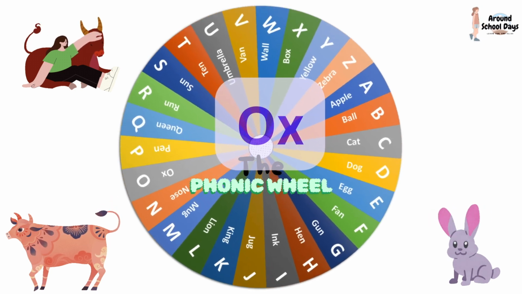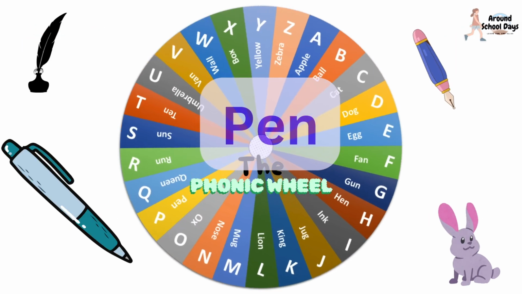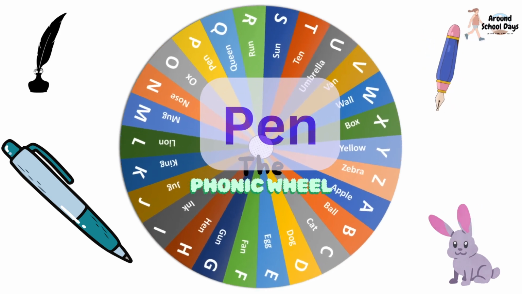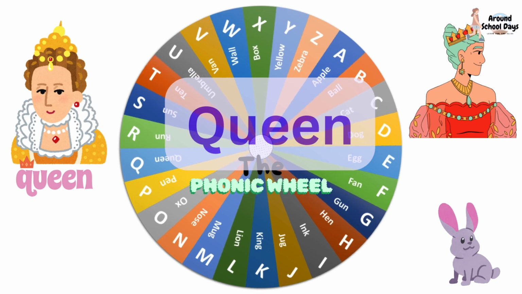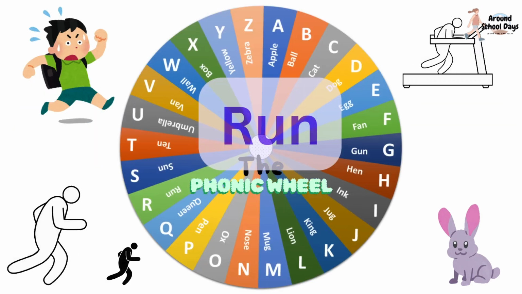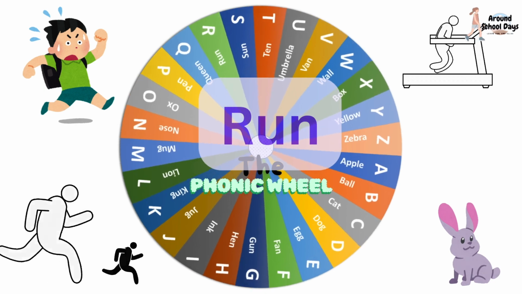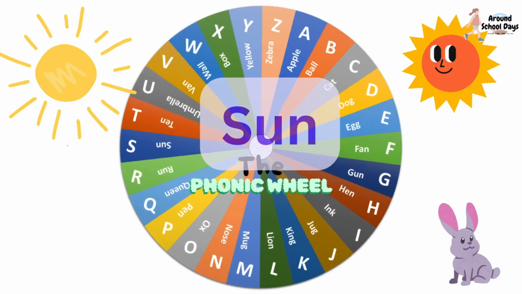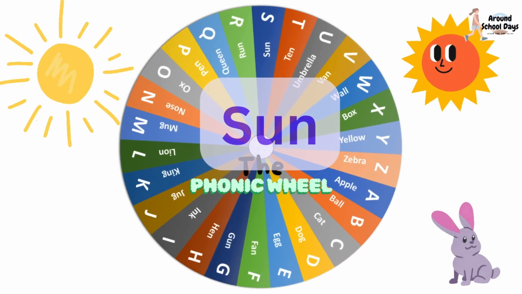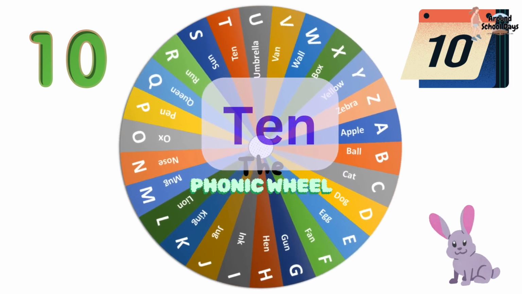O says Ah, as in ox. P says P, as in pen. Q says Qu, as in queen. R says R, as in run. S says S, as in sun. T says T, as in ten.